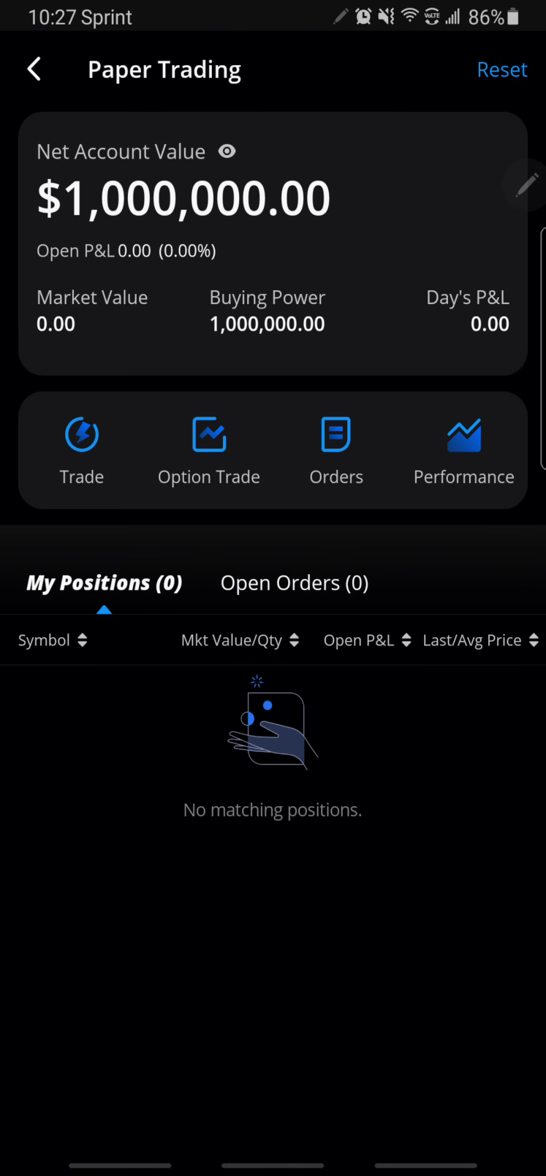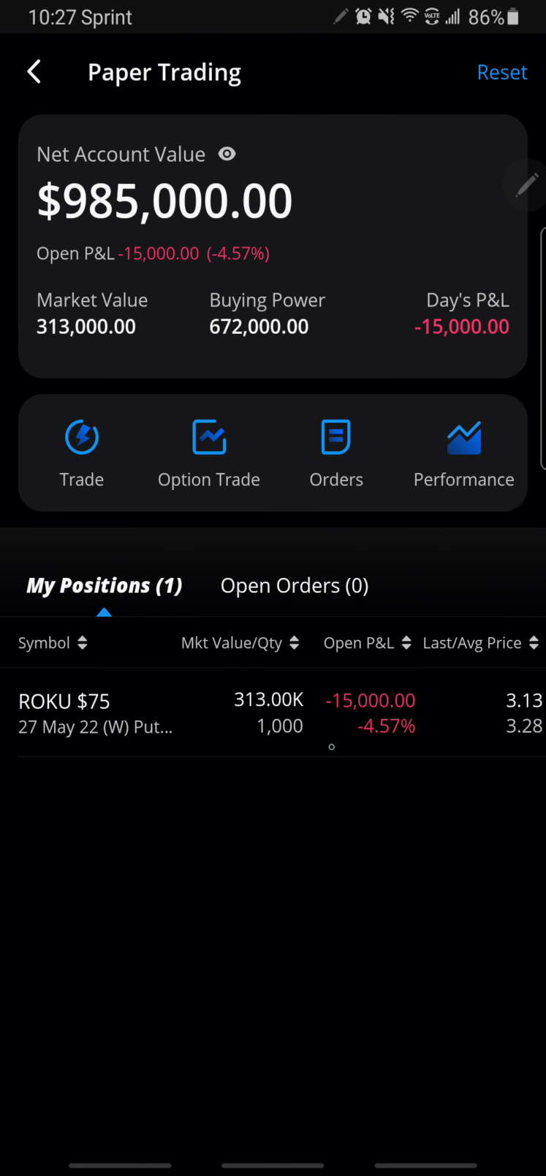So we want to go back to our account. All right, so here we are, our $1 million paper trading account on Webull. We just bought the Roku 75 puts. We bought 1,000 of those contracts at the market price.